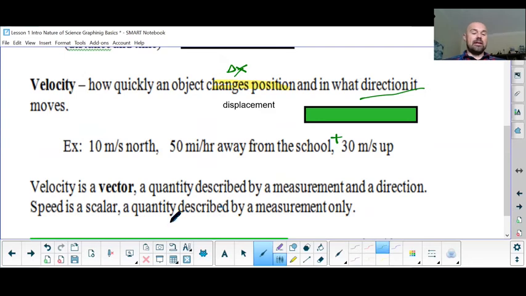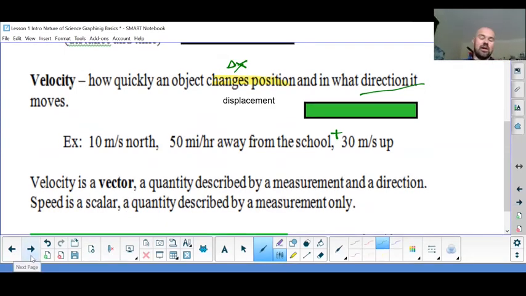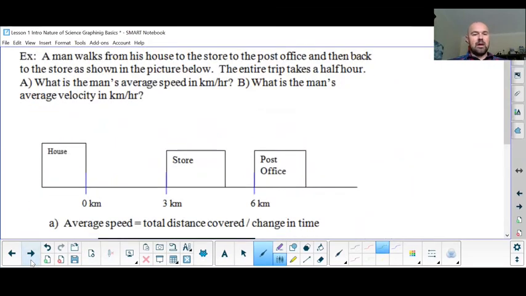And then a scalar is a quantity described by a measurement only, so it's just your unit and your number. So again, these are nice because V and S and S. So if you're asked a question about them, you can hopefully remember those when you're taking your test. Okay, so let's go ahead and try to knock out this example, and I'll probably pause there, and then we'll do the last graph for the lesson.